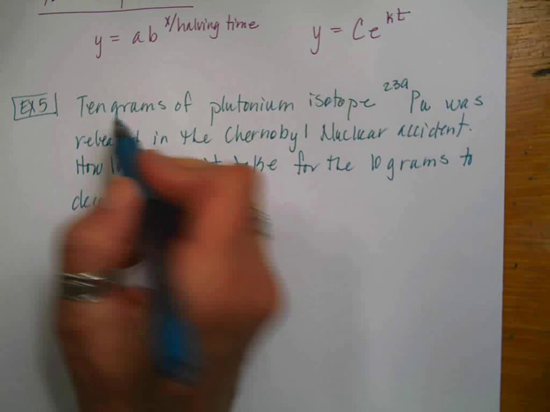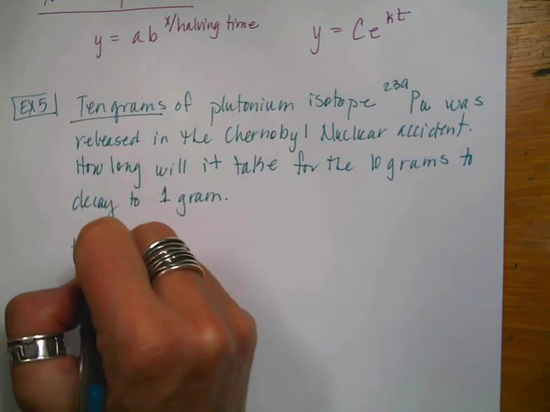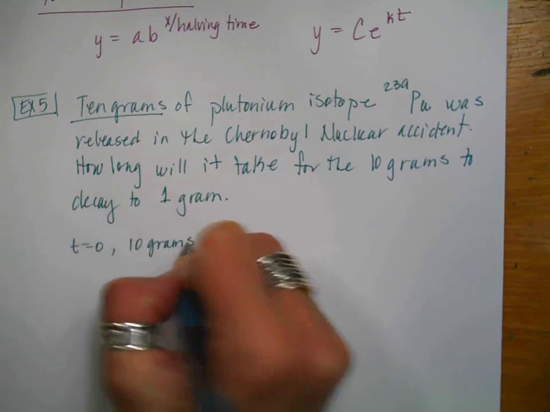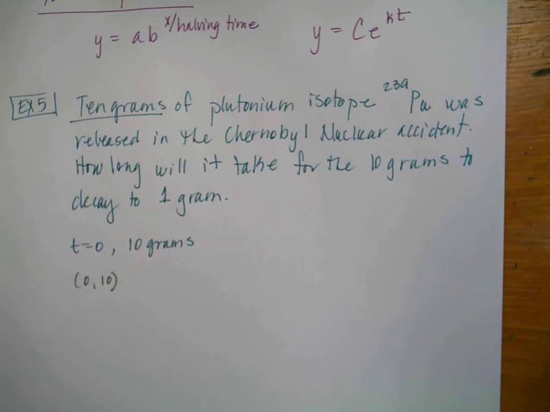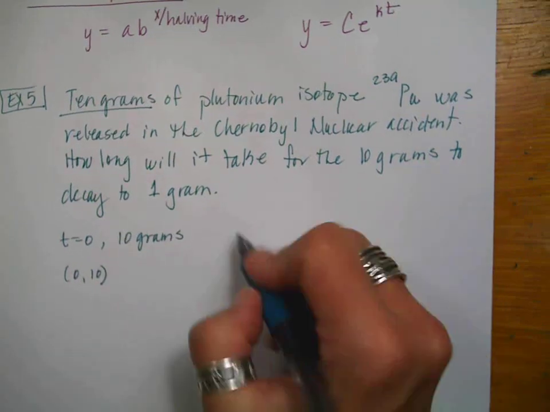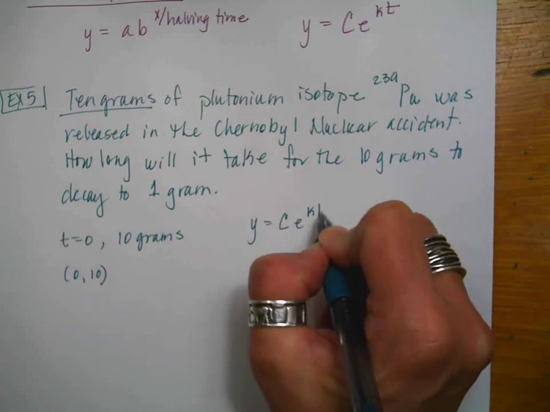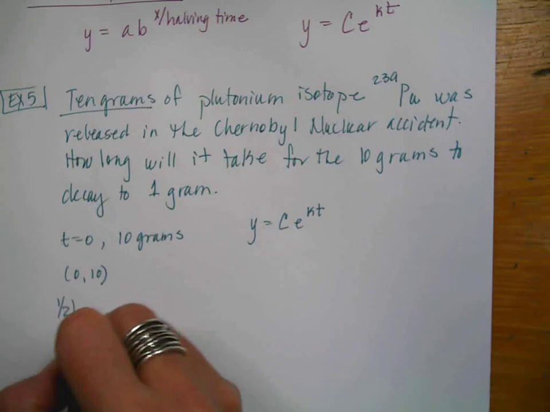All right, so if we manage some of the information that we're given, 10 grams is going to be our starting point. So at time t equal to 0, we're going to have 10 grams of the plutonium isotope. So I'm going to have the data point (0, 10). Okay, so I'm going to start with my equation. y is equal to Ce to the kt.